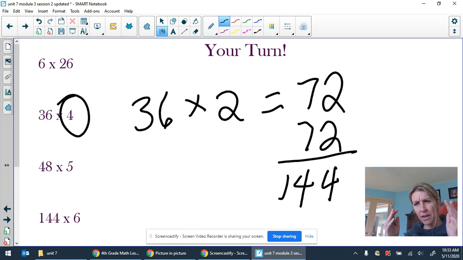So if you were doing that with the area model, you could do 36 times 2 and then 36 times 2 again. Add those together, you get 144. Let's go to 48 times 5. Go ahead, pause and try to solve.